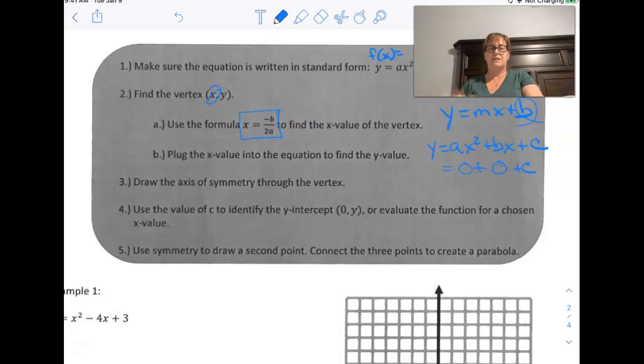Step 5. Use symmetry from your y-intercept to go straight across the same distance over your axis of symmetry to find out that second point of your parabola. And then you just connect the dots. Okay, let's put this into practice.